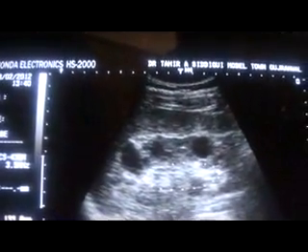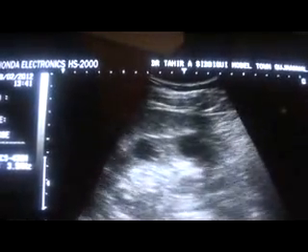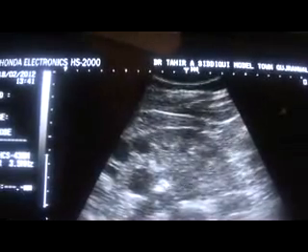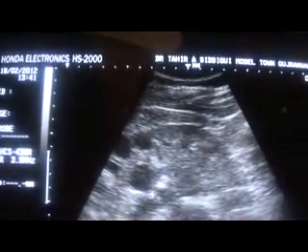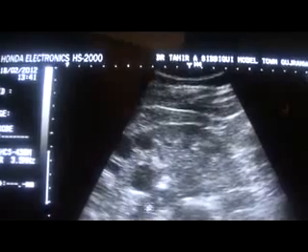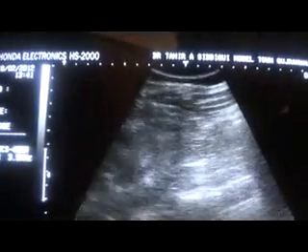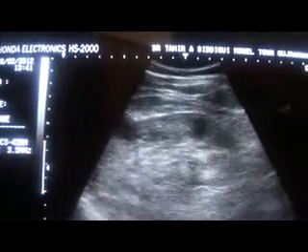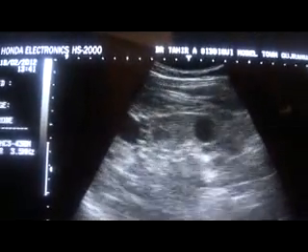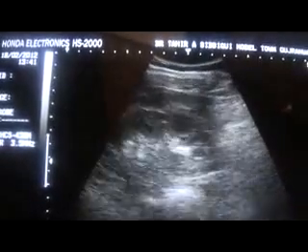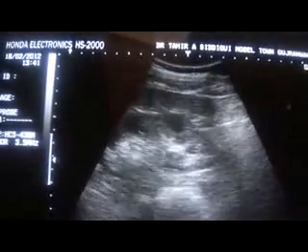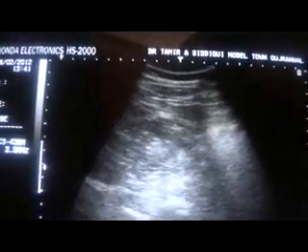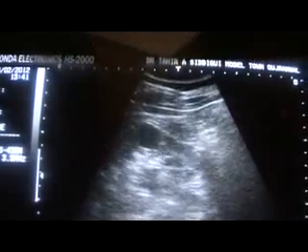Similarly, the cysts are seen in all regions. This is again a cyst. In the upper pole, mid region, as well as in the lower pole region, you can see cysts in all the regions.